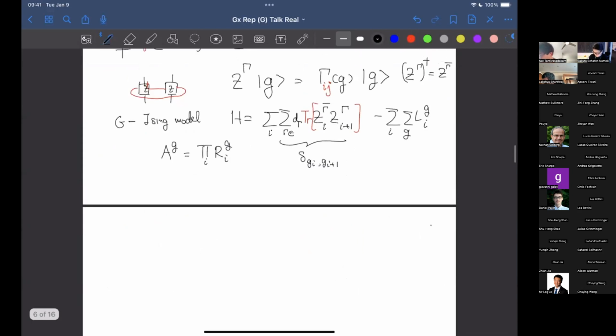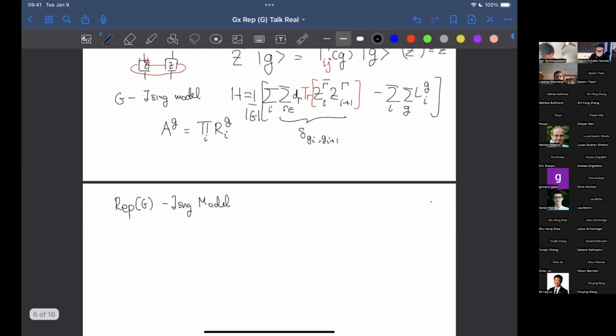If you gauge this model, you'll get a model with rep G symmetry. Let me call it the rep G Ising model. And maybe if you want everything to be a projector, you have to weight it by 1/G. That's a subtle point, but not very important, just for clarity. In the rep G Ising model, the Z will map to a single Z, and you have to trace, summing over all sites. And also you have a transverse field, which is given by right multiplication times left multiplication.